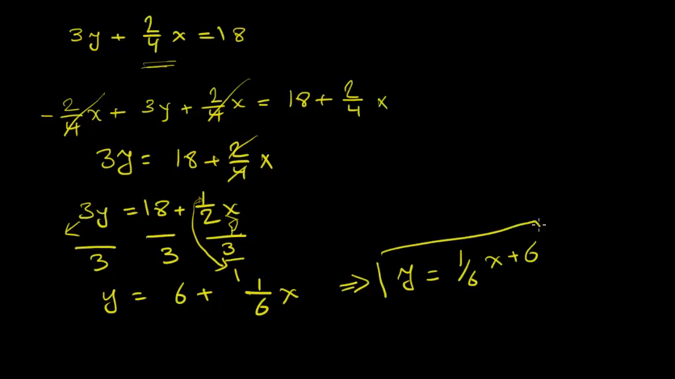And this is how we write our equation in slope-intercept form. Our slope is 1/6. So let's do one more example.